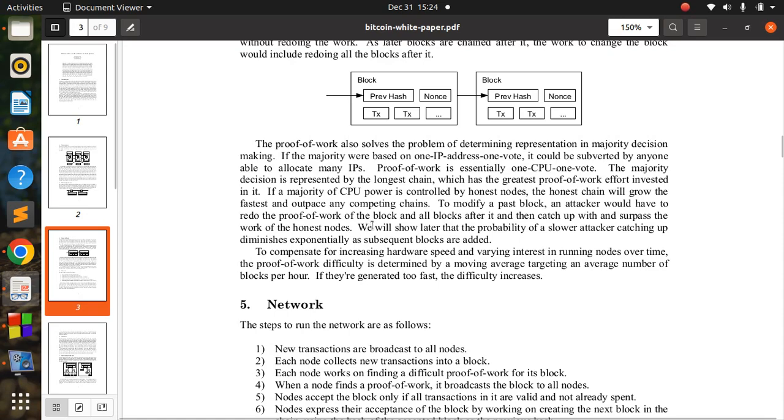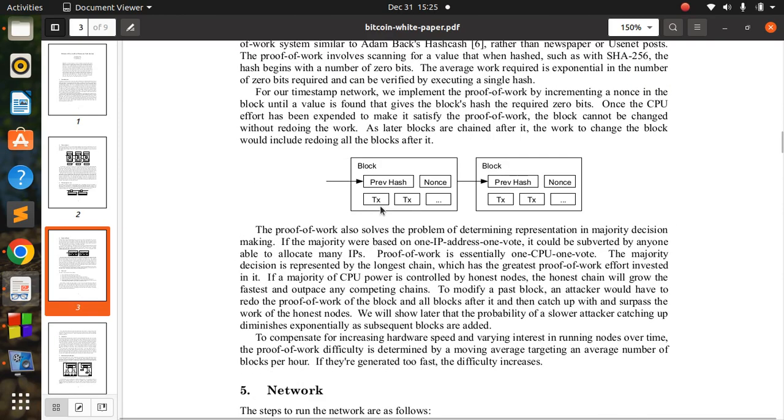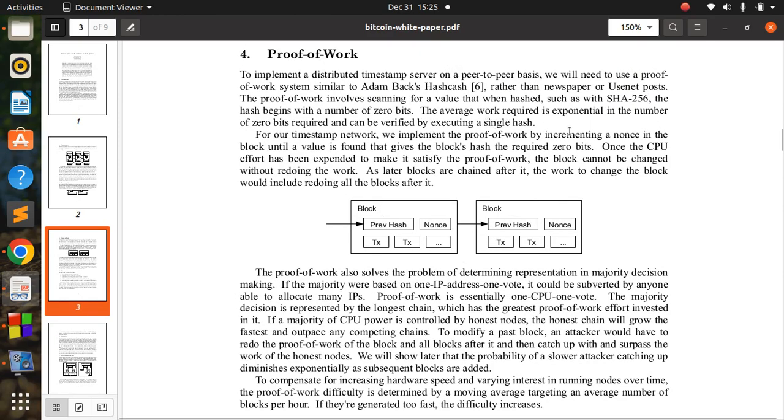Now, if a majority of CPU power is controlled by honest nodes, the honest chain will grow the fastest and outpace any competing chains. To modify a past block, an attacker will have to redo the proof of work. Proof of work, remember, is just to find that random key, and the principle of finding a random key is, we've checked it here, about the ones and the zeros before it and the exponential of those things, and then hashing it. Remember that we found it, we explained it here.